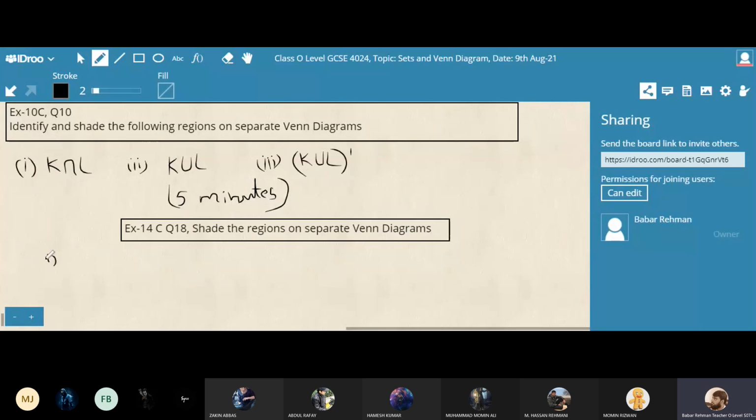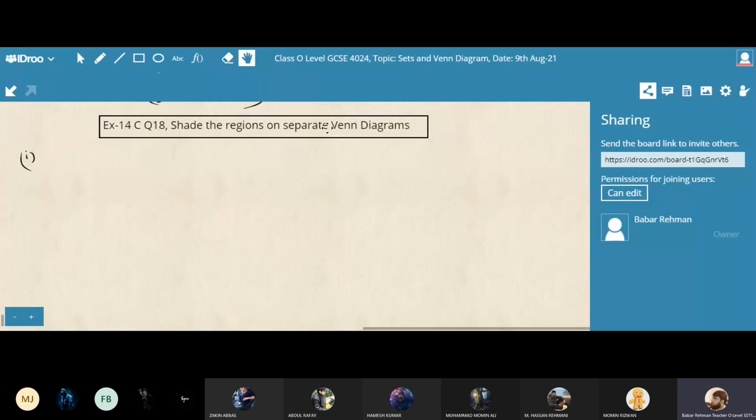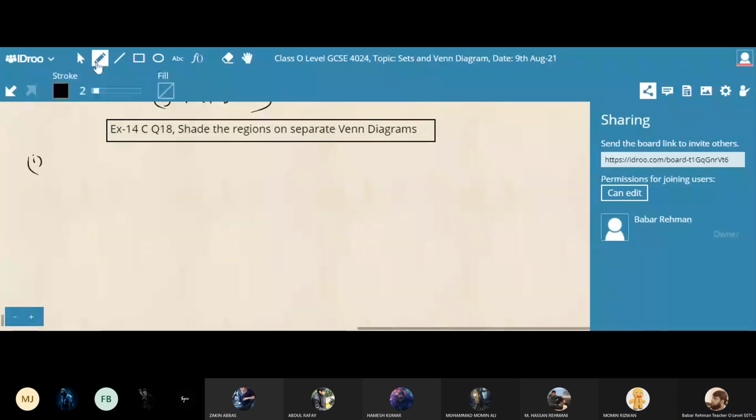Number 1 is there. A union B complement. Second part, all of you please start drawing the diagrams. I am writing the questions, and then at the end I will draw all diagrams for you so that it will be comprehensive practice in the class. Part 2, A intersection B complement.